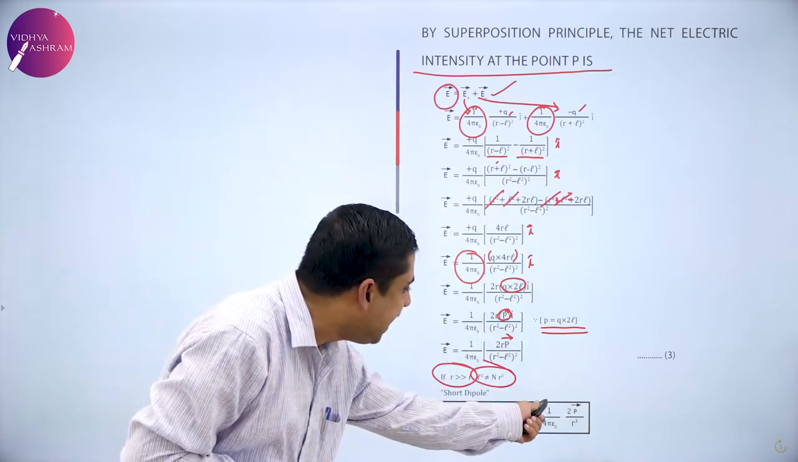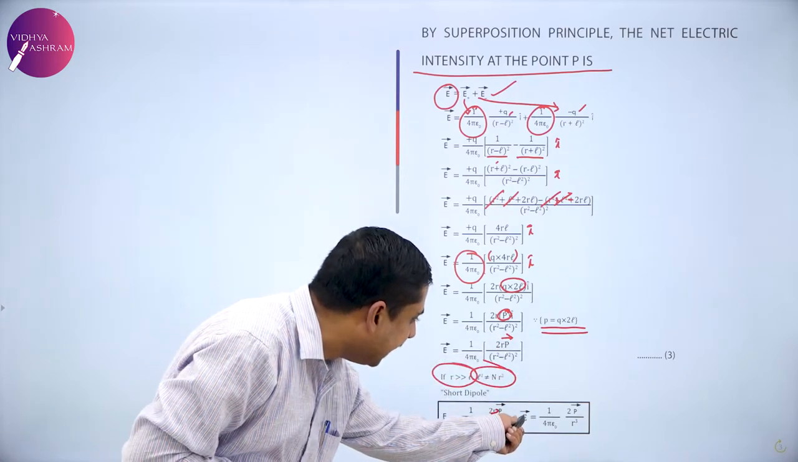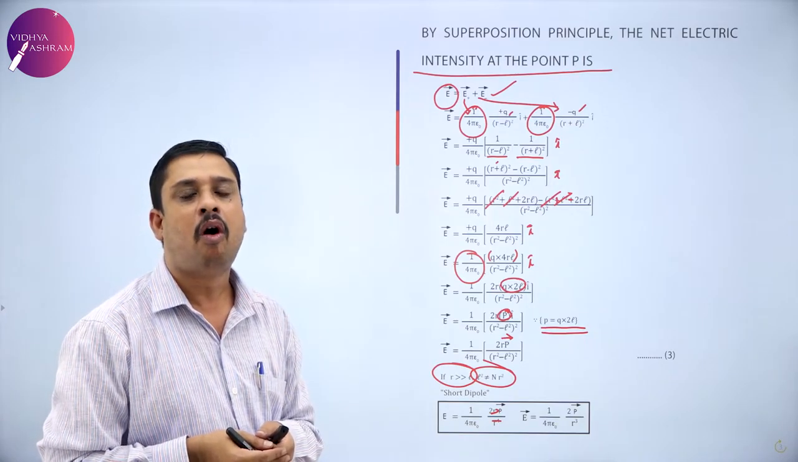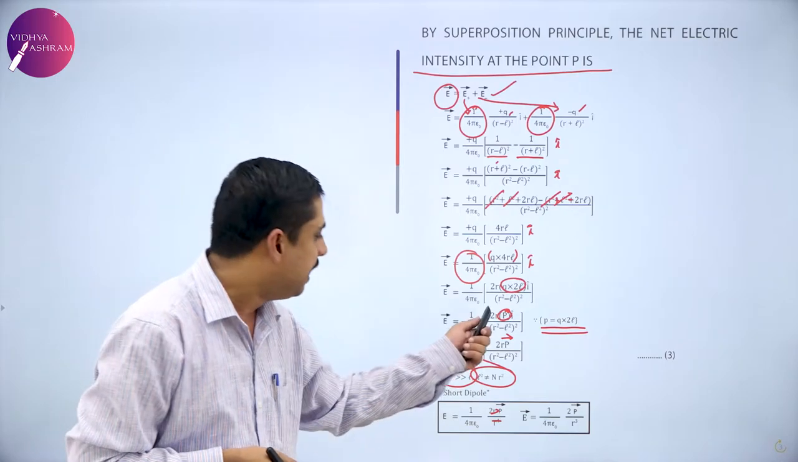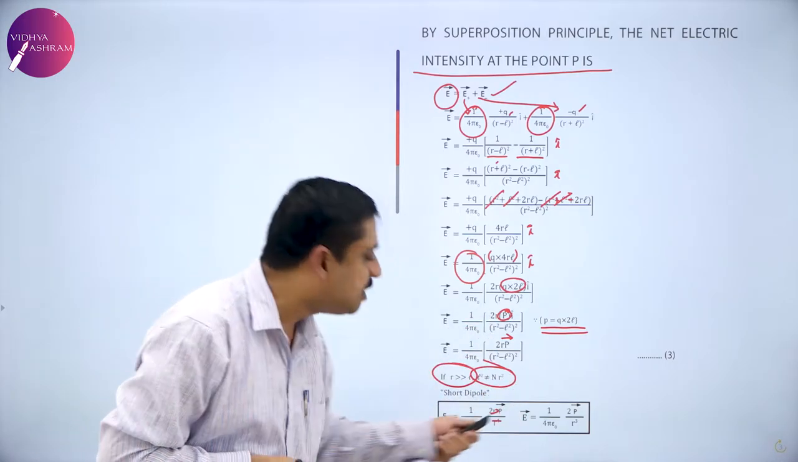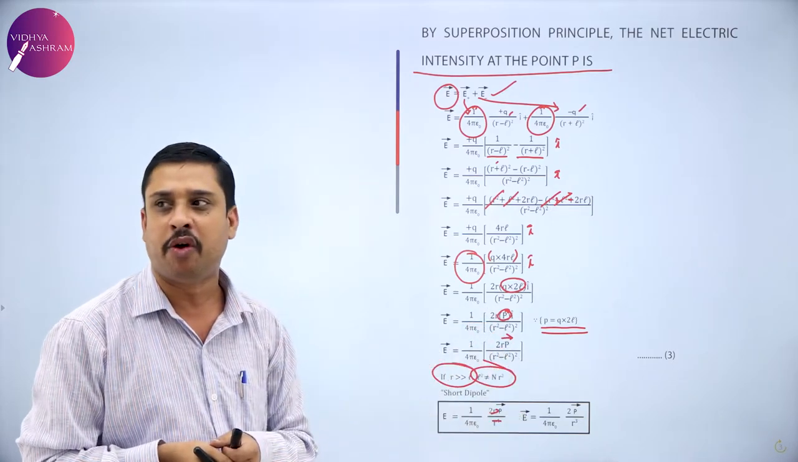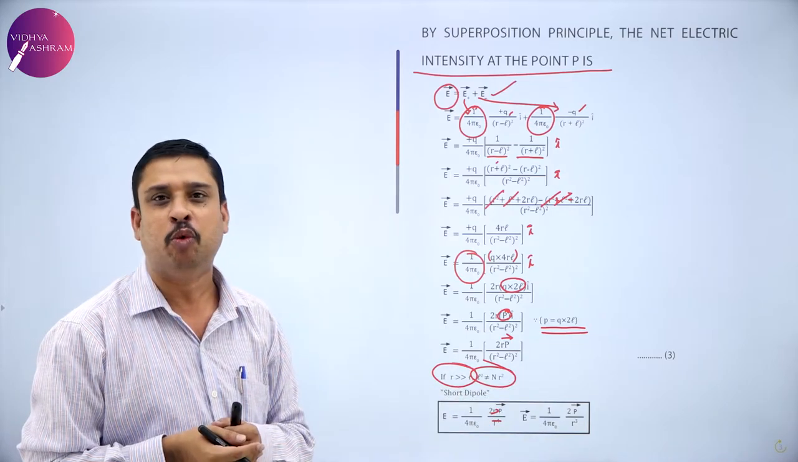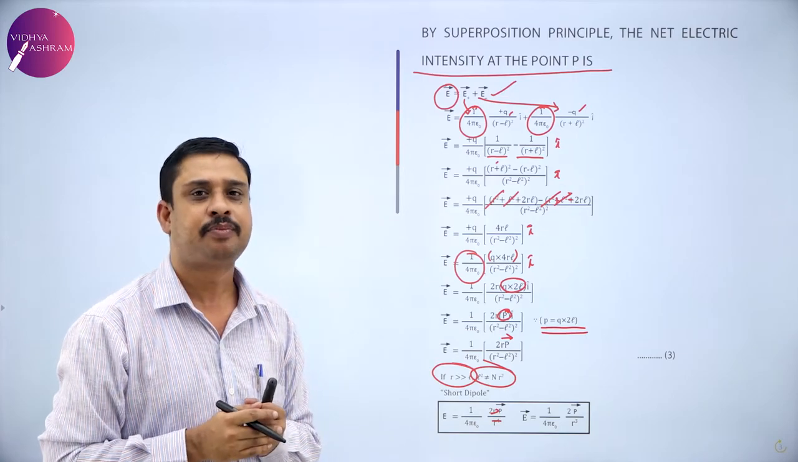And this is the expression for electric intensity at any point on the axial line of the dipole. E equals 1 by 4 pi epsilon naught 2P divided by R cube. Now I want to follow the conclusions here.